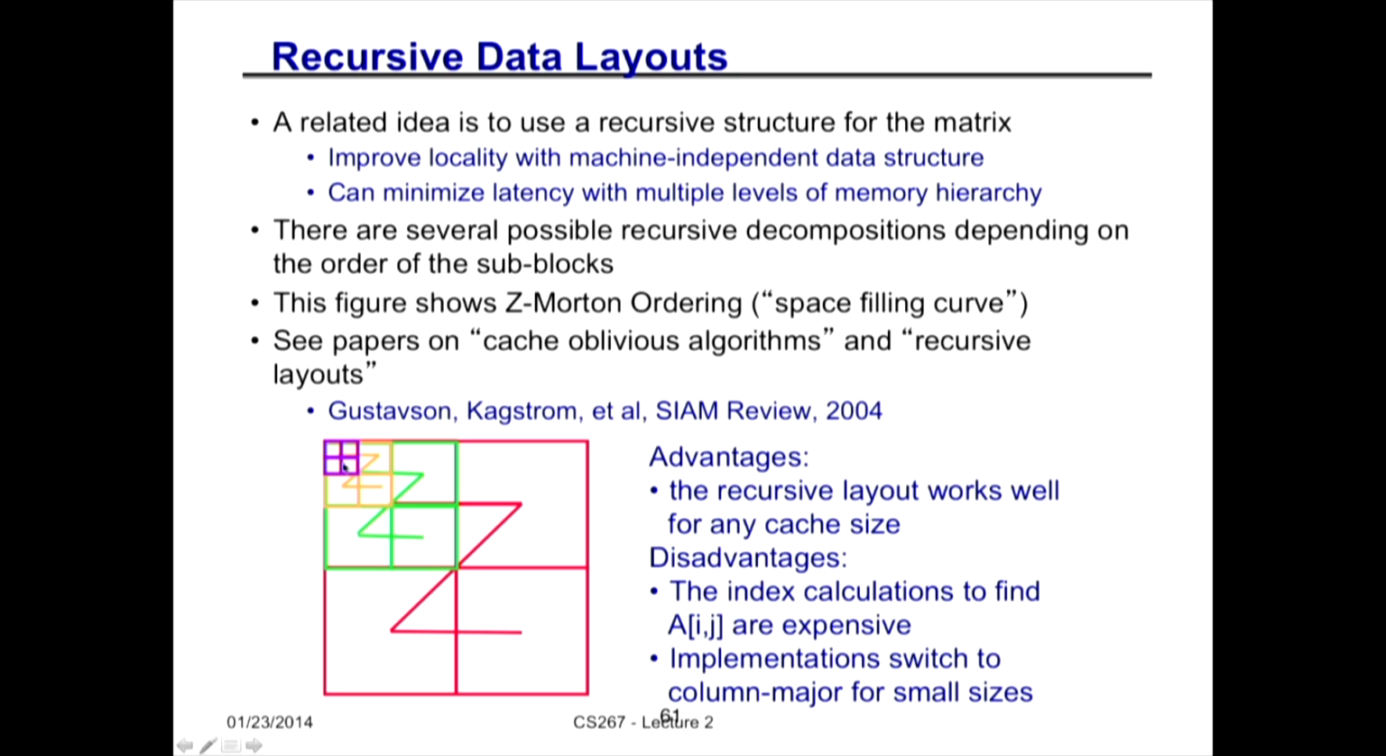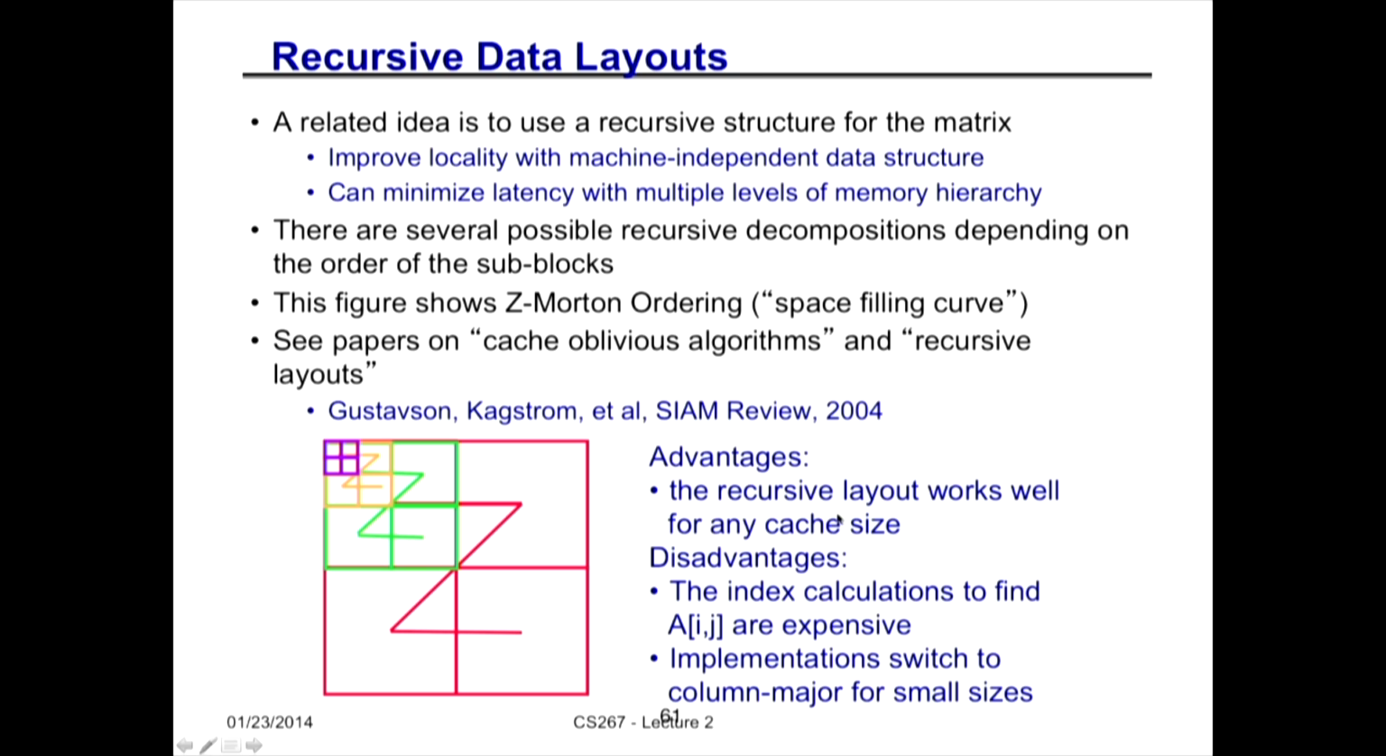What if I want to grab that slightly larger subblock, which goes up to that corner? Well, you can see it'll be residing in 4 contiguous blocks of memory, and maybe that's not so bad, as opposed to the number of blocks of memory being proportional to its dimension. And so this has a great advantage. The recursive layout works well for any cache size.